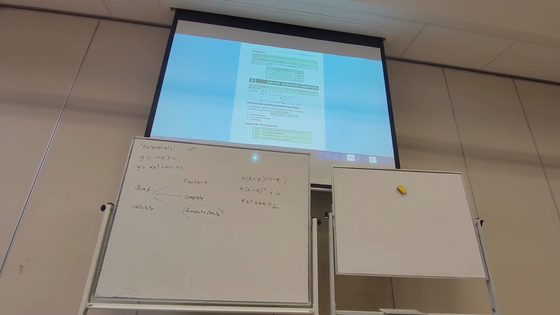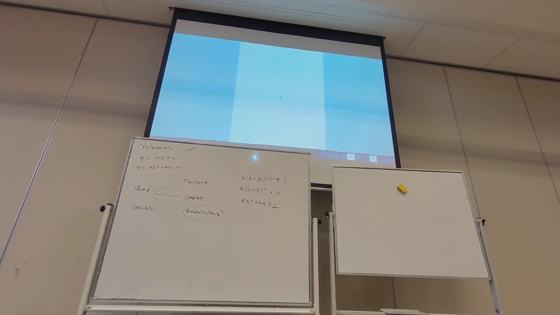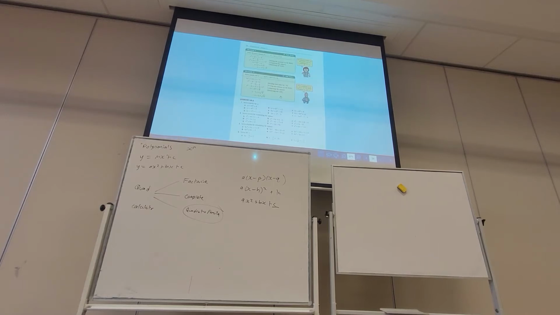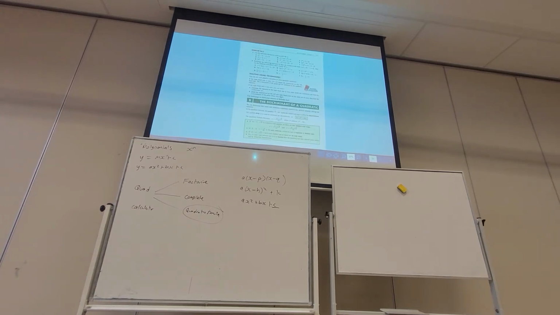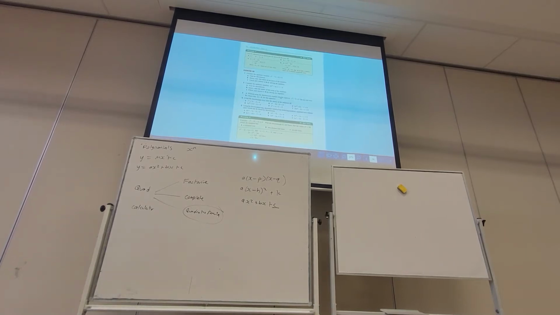Cool. So let's go through. So we've got solving quadratics. So into A.1, you were doing factorising. Into A.2, you're doing completing the square. And into A.3, you're doing quadratic formula. Okay, 2b introduces you to discriminant.